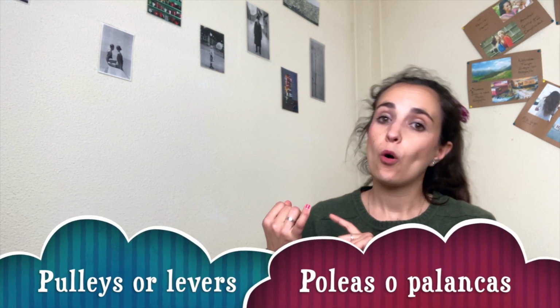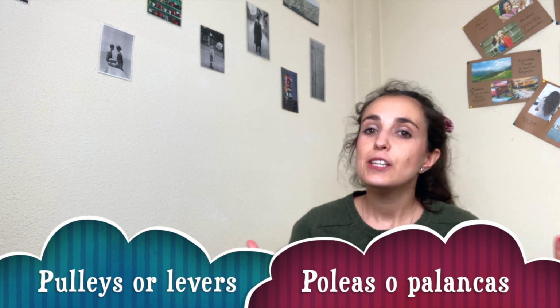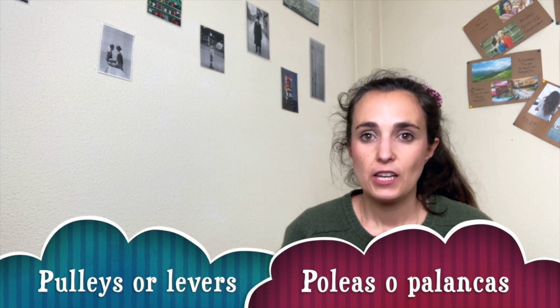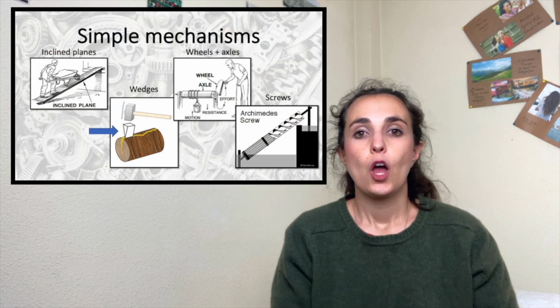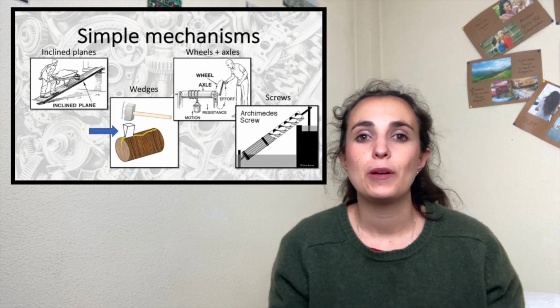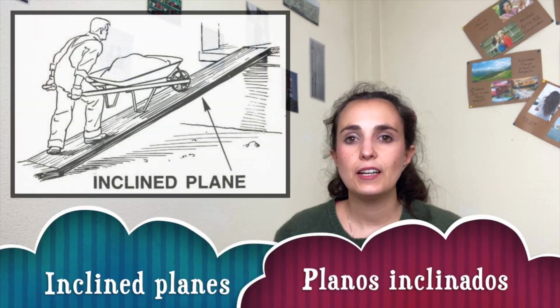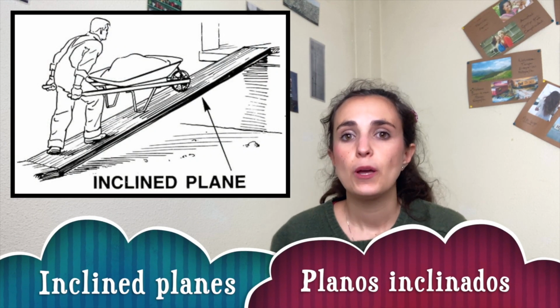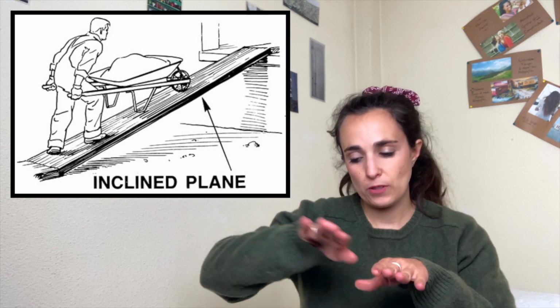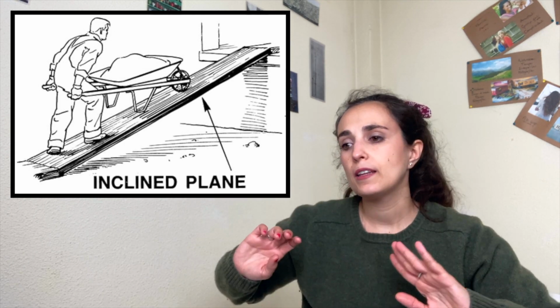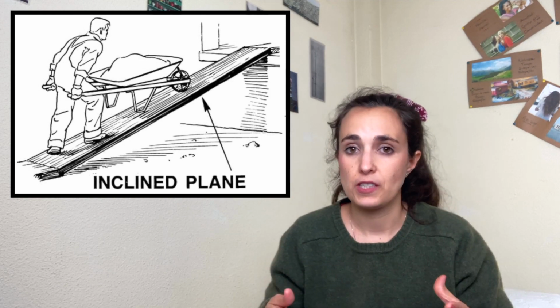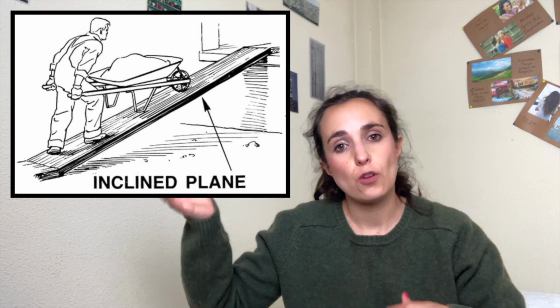If I asked you to give an example of a mechanism, you would probably answer pulleys or levers, because they are the typical examples. But there are some mechanisms that are even simpler. Which are those really simple mechanisms? Even if you don't think it is a mechanism, inclined planes are just ways to skip steps. You put a ramp or a slope, and that will help you move a heavy object from the bottom to the top or from the top to the bottom.